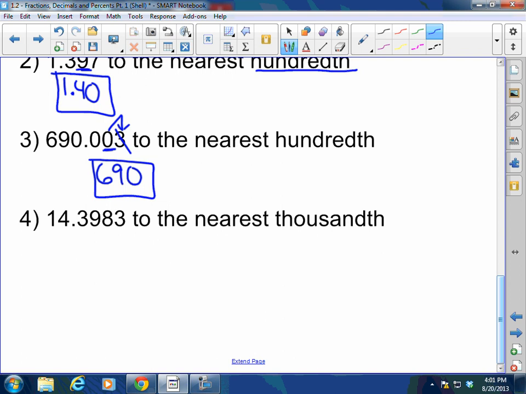14 and 3,983 10,000ths. I want you to round it to the thousandths place. Well, the thousandths place is right here. I look at the number to the right of the value being rounded. That is less than 5. It stays the same. The 3 drops. So I've got 14.398.